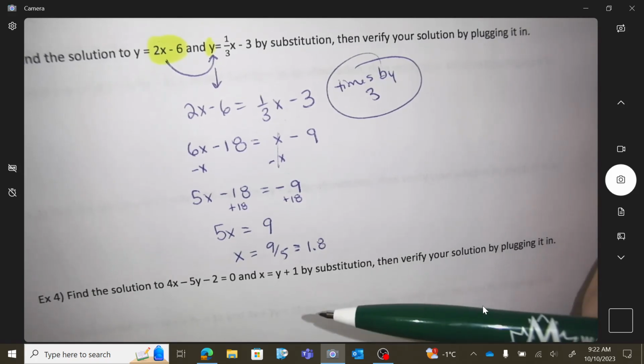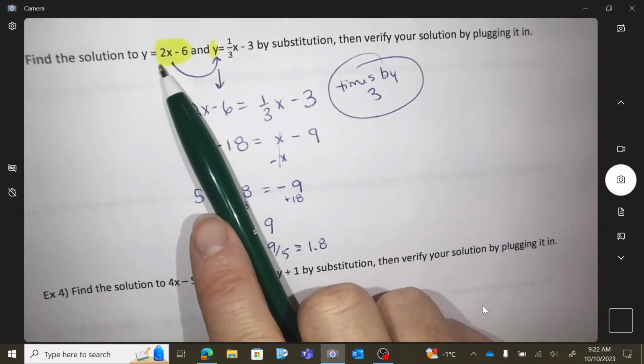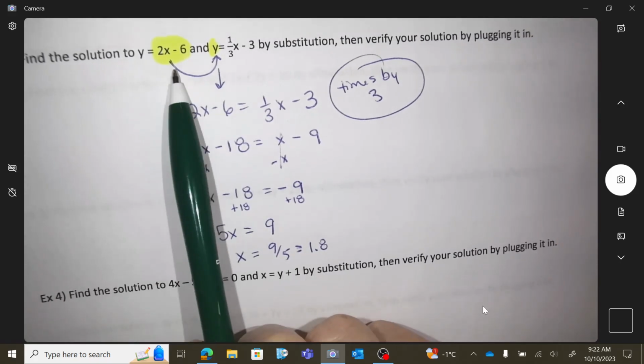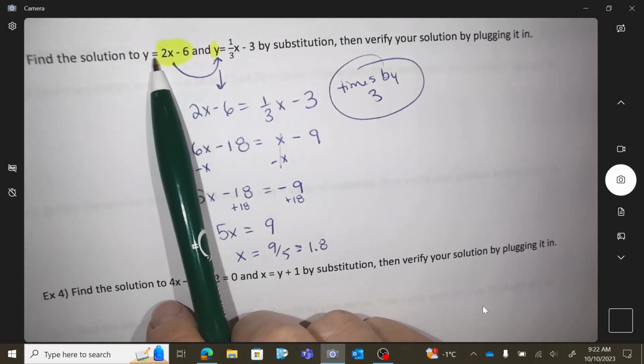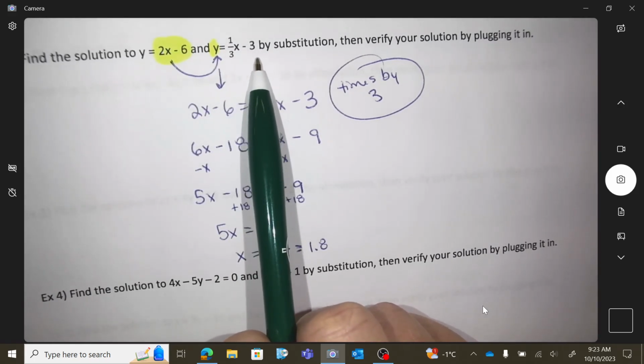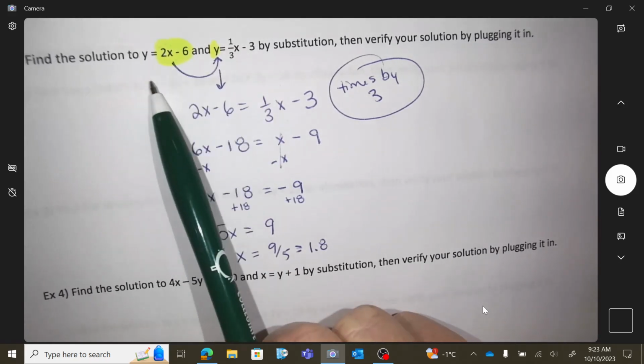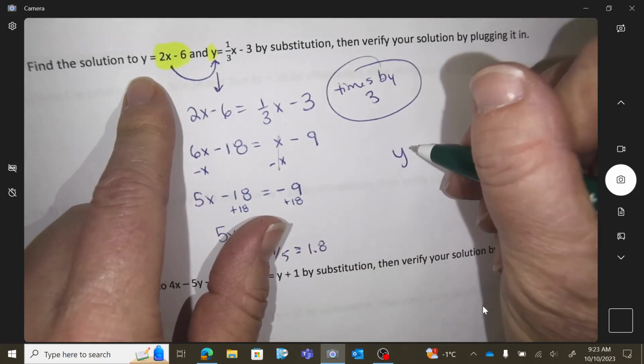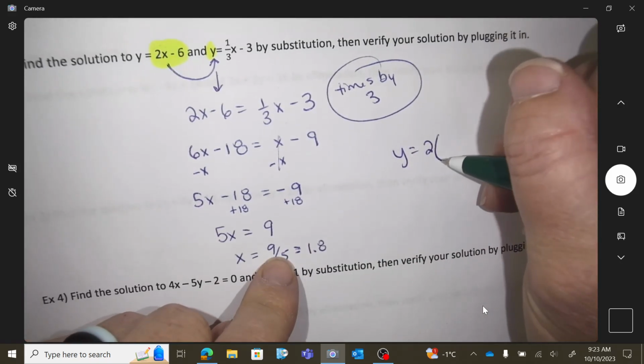Okay, so which one do you want to plug it into? It actually doesn't matter. So remember, our goal is to go find y now. So do you want to plug it into this one or that one? It doesn't matter. Should we just pick the first one? y equals 2 times x.